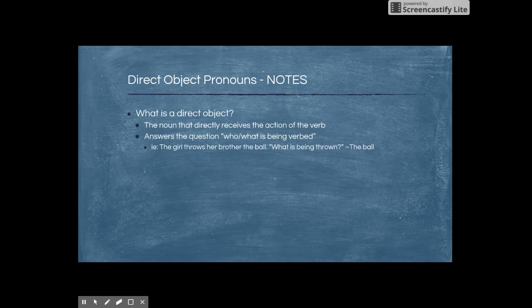So we ask the question, what is being thrown? And the answer to that is the ball, right? She's not throwing her brother. So the girl throws her brother the ball. The ball is what is being thrown. So that is the direct object, right?